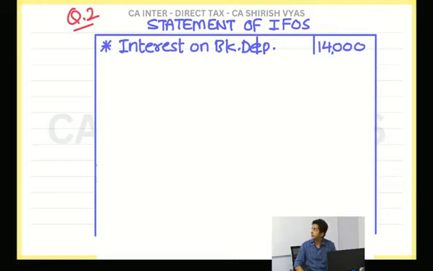Interest on bank deposit goes directly to the outer column: 14,000. What if this was interest on PPF? It is exempt under section 10(11), so you will put an amount or a dash, meaning it is for gold bonds, POSB, PPF and Sukanya. But this was something else, so it is taxable. Then the next item.